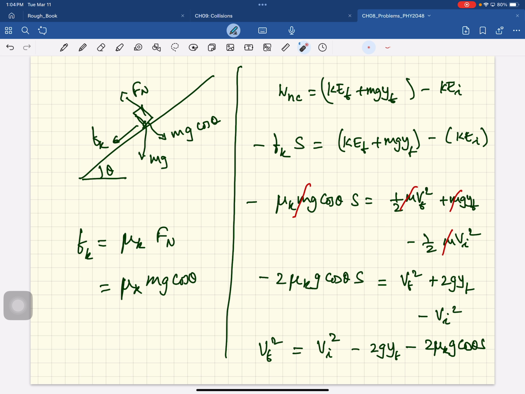Okay, so this was the initial speed. This is how much you slowed down because you climbed up because of gravity. And this is how much you slowed down because of friction. That's what that says. Again, the square of all those things.